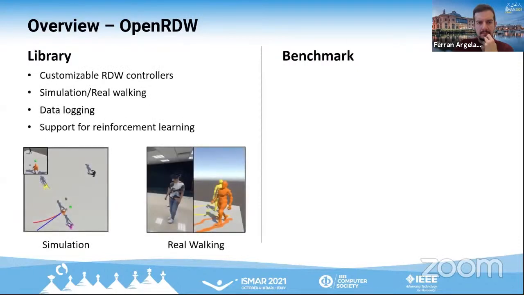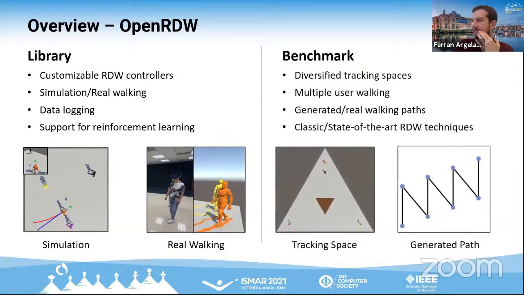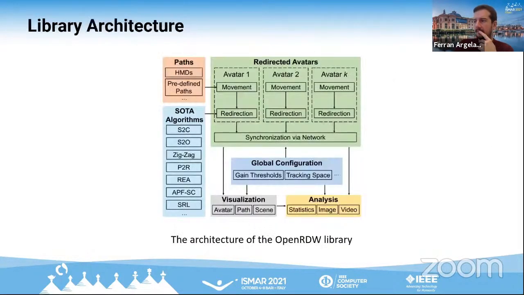The library offers hierarchical classes, so users can highly customize the RDW controllers. It's also convenient to do experiments and visualize the walking process. Statistic results will be automatically exported. The library also supports reinforcement learning-based methods. The benchmark includes multiple testing conditions such as diversified tracking spaces, walking paths, and RDW techniques.